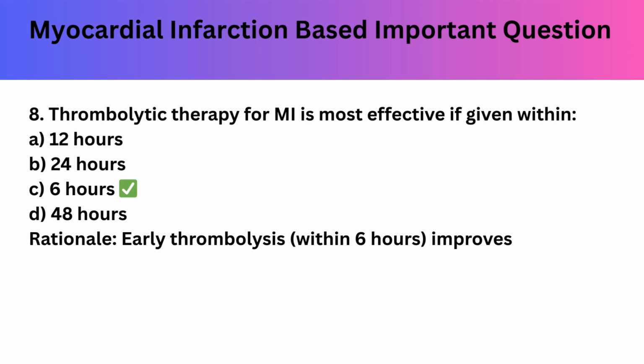Question number 8. Thrombolytic therapy for myocardial infarction is most effective if given within: option A, 12 hours; option B, 24 hours; option C, 6 hours; option D, 48 hours. Correct answer is 6 hours. Early thrombolysis within 6 hours improves myocardial outcomes.